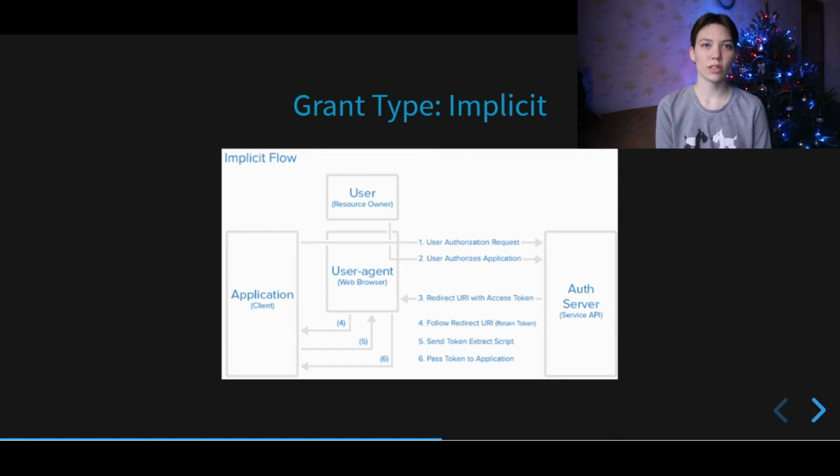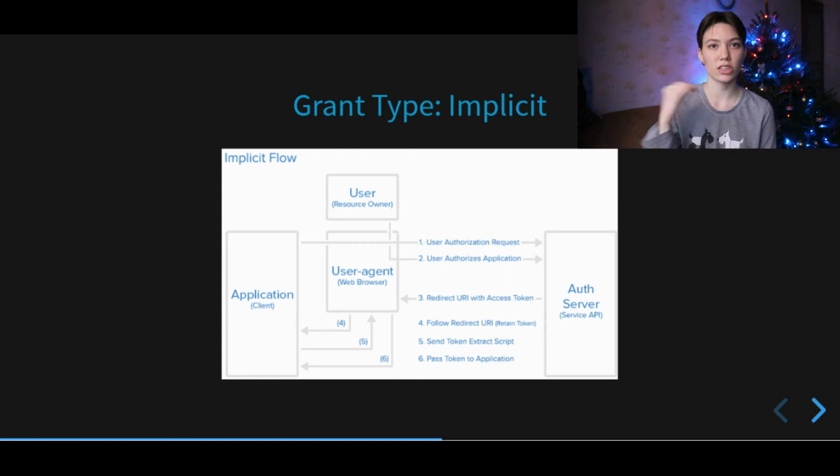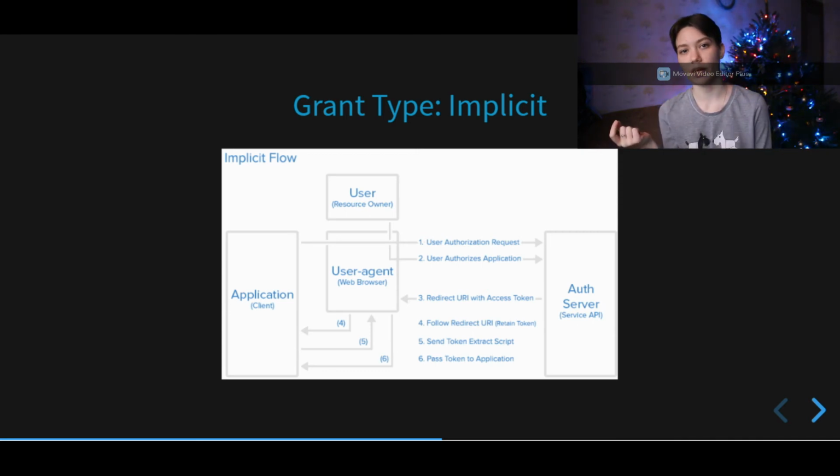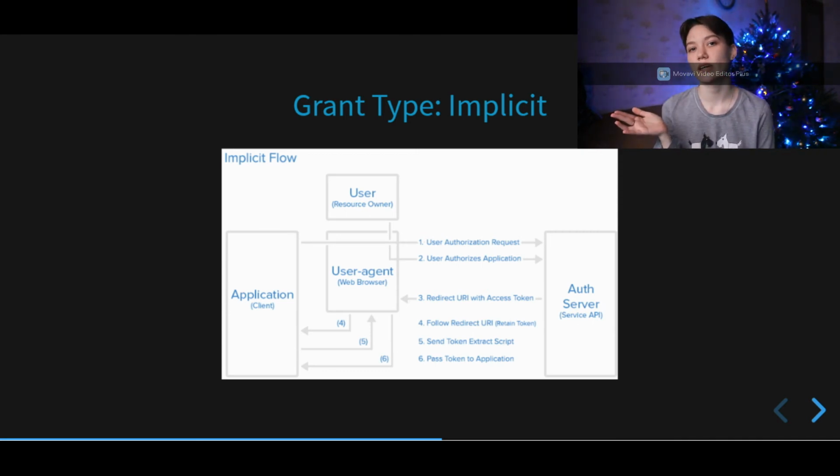The implicit grant flow basically works as follows. The user is asked to authorize the application, then the authorization server passes the access token back to the user agent, which passes it to the application. You can see the scheme on the screen.